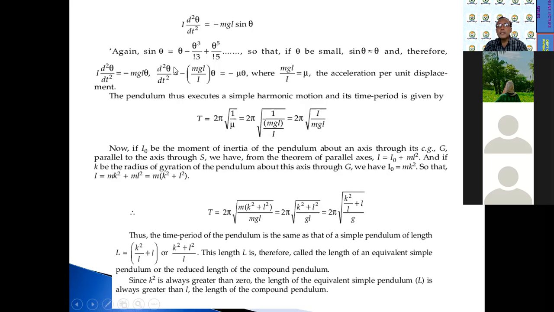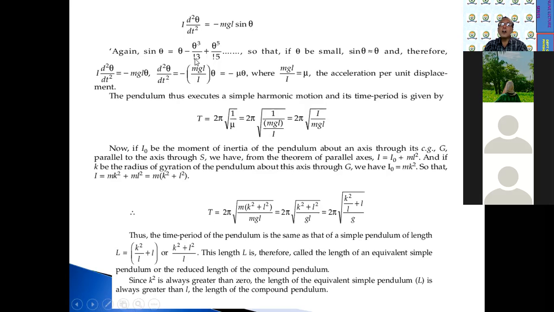Now I want d2 theta by dt square from this equation. So I will take I towards this right hand side. When it comes to the right hand side, it will come in denominator. Therefore, d2 theta by dt square is equal to minus mgl upon I into theta. I have taken in the bracket sign. Can you tell me the reason of taking this quantity into the bracket?